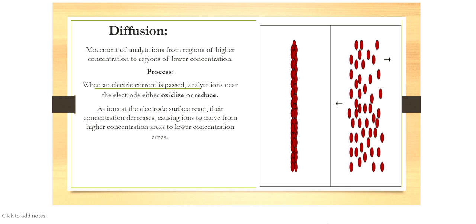So when electric current is passed in analytes, the analytes near the electrode either oxidize or reduce. As ions at the electrode surface react, their concentration decreases, causing ions to move from higher concentration area to lower concentration area.